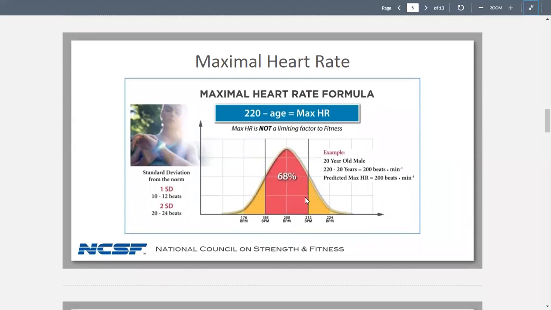Maximal heart rate: NCSF determines it using 220 minus your age, which is not a limiting factor to fitness. Example: for a 20-year-old male, 220 minus 20 years would be 200 beats per minute, and that would be the predicted max heart rate. That formula gives pretty good accuracy, 68%.